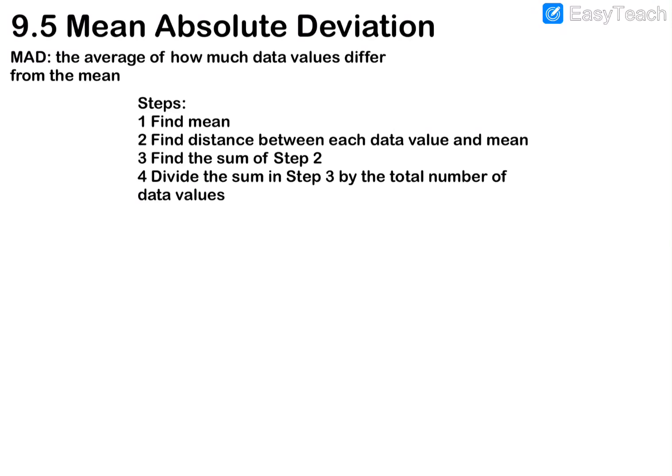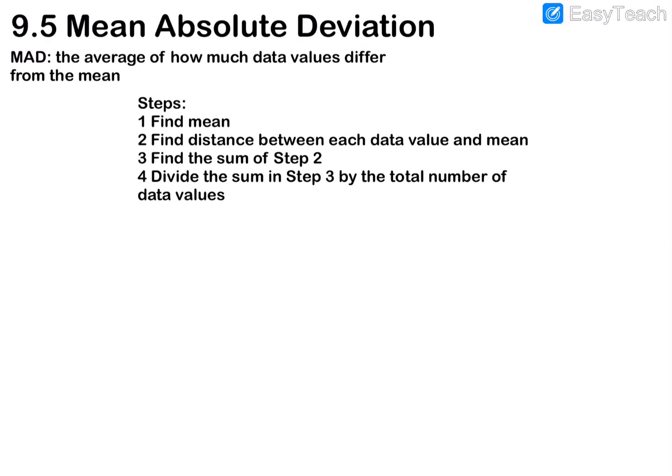So go ahead, write these steps down before you continue on further, because I want you to be able to focus as I'm talking about each step in finding this mean absolute deviation. When you have a data set, the first thing you do is find the mean. To find the mean, you add up all the numbers in the data set and then divide that total by the number of numbers in the data set. That's how we find averages.